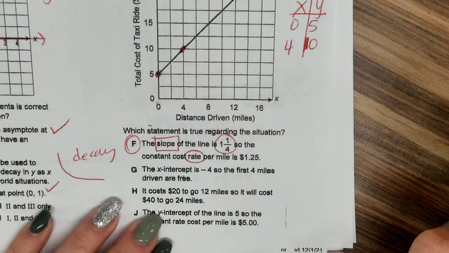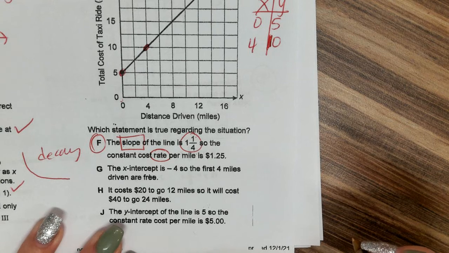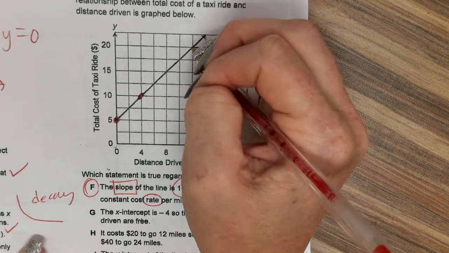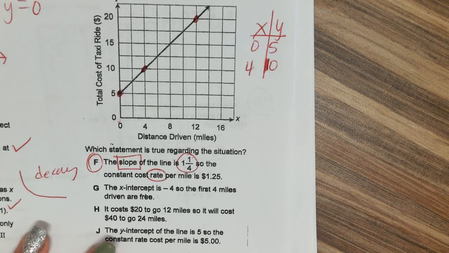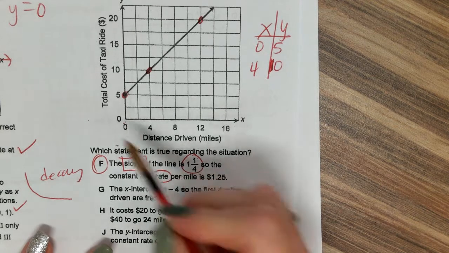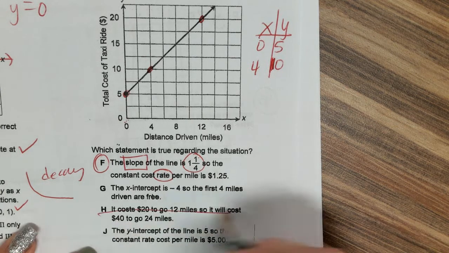But the other one that looked correct was what? Why was H totally wrong? Because 12 miles is at $20. Does everybody agree with that? But it says based on this, 24 miles is going to be at $40, but that's not correct. Why? It's not proportional. It did not pass through 0, so it will not be this proportional situation where you can just multiply by 2. Okay, but which other one looked correct?